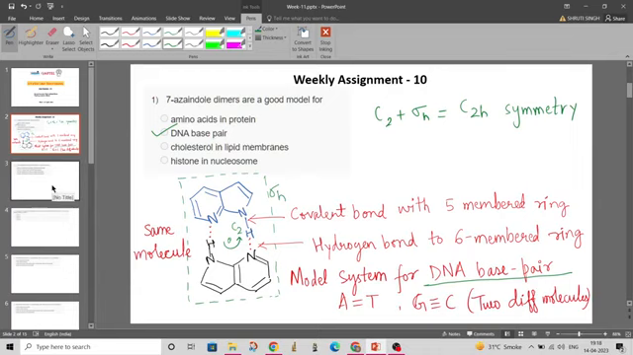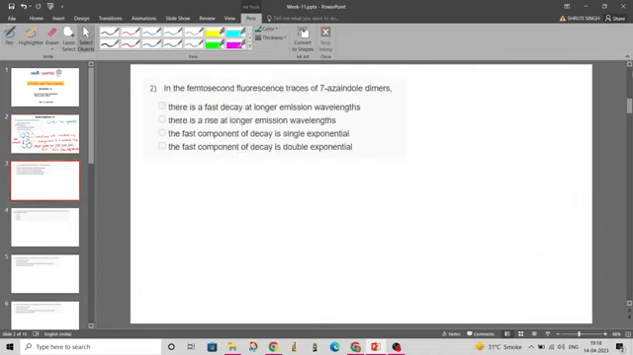Okay, let's move to the next question. The next question is, in the femtosecond fluorescence traces of 7-azaindole dimers, there is a fast decay at shorter emission wavelength, and there is a rise at longer emission wavelength. The fast component of decay is single exponential, or the fast component of decay is double exponential. Let's see how the decay is.